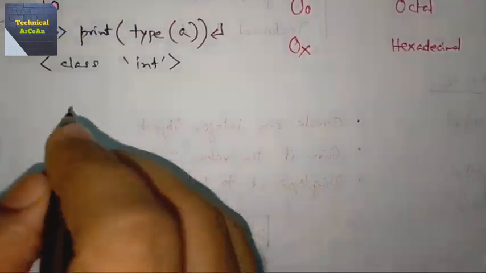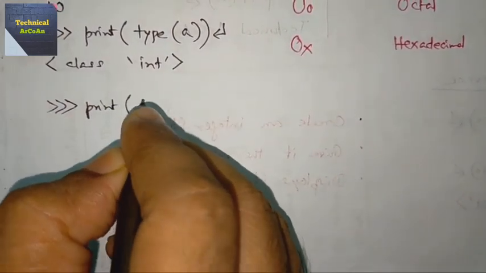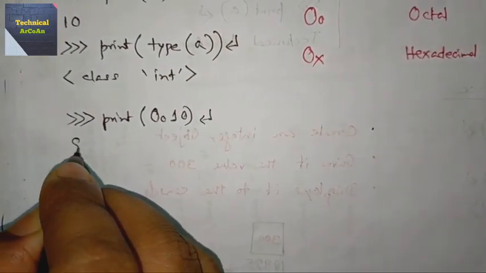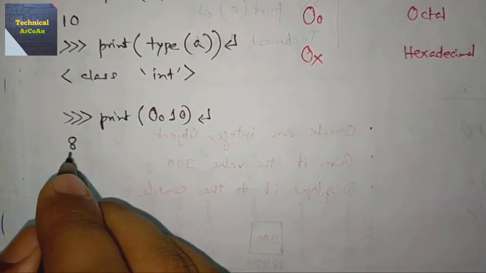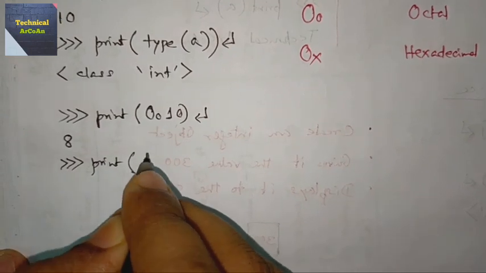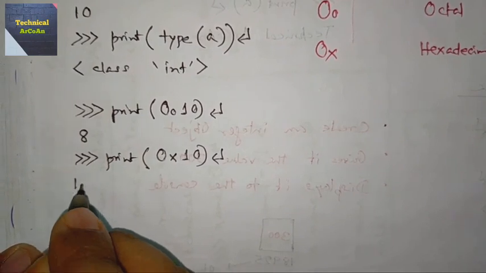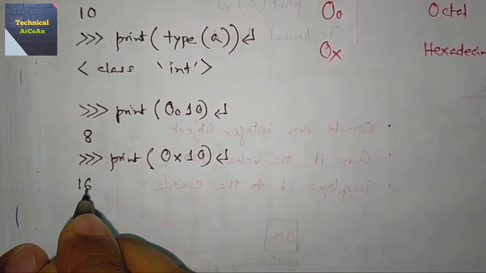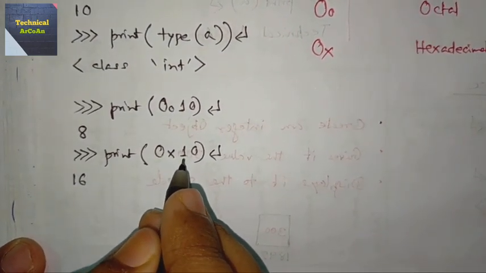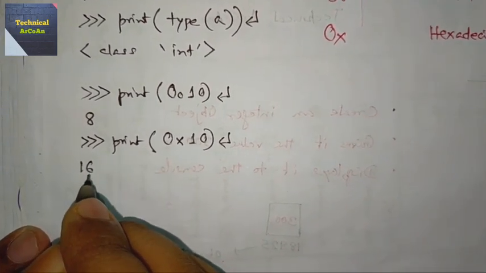Now go for an example. Suppose we write print and print the octal value, 0o10. It prints the decimal value. Now if we print in hexadecimal, 0x10, what do we get? We get 16 as output. Why? Because 16 is the decimal value for conversion of hexadecimal 10. Means hexadecimal 10, if we convert into decimal, we get 16.